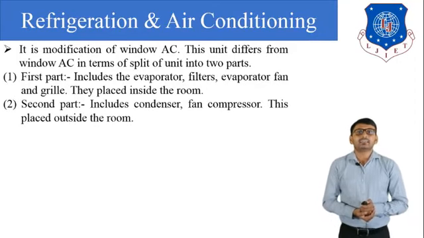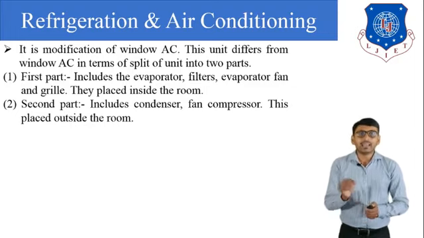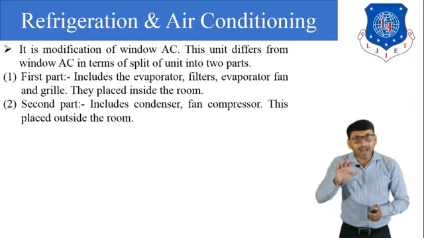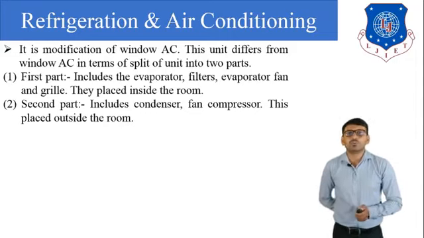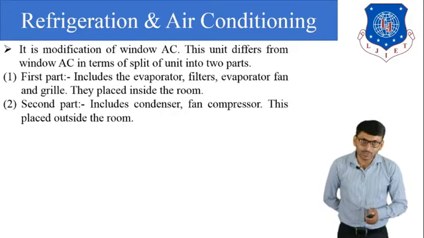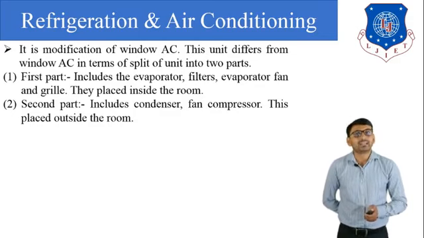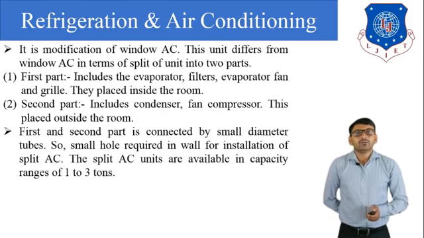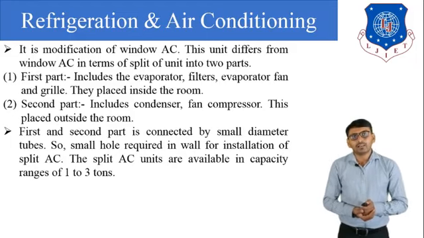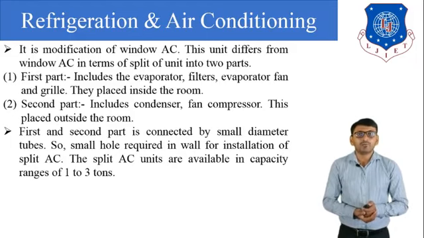The second part includes the condenser, condenser fan and compressor, and this part is mounted outside the room, so it is also called the outdoor unit. So the first part is inside the room, the second part is outside the room. Now the first part and second part are connected by a small diameter tube, so only a small hole is required in a wall for installation of split AC.